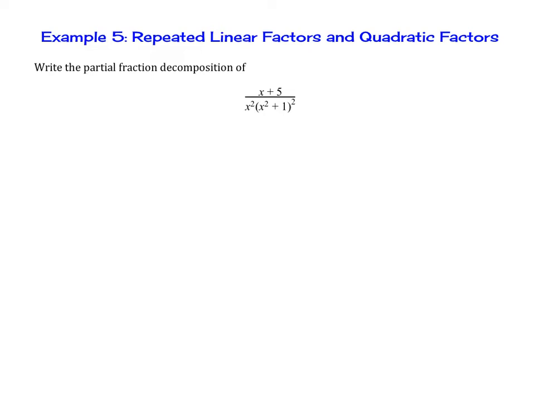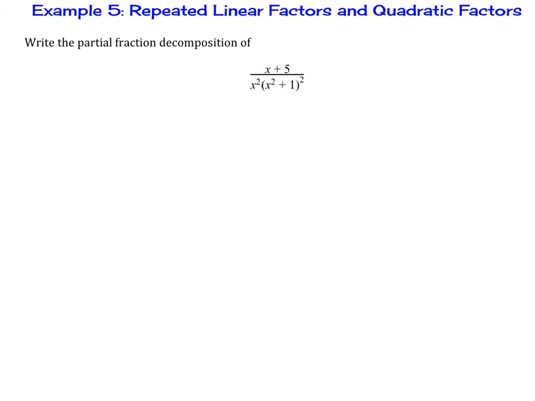Let's put it all together with example 5. Let's put together repeated linear factors and quadratic factors. Write the partial fraction decomposition of x plus 5 over x squared times (x squared plus 1) squared. So we need to remember to include a partial fraction with a constant for each power of x. And then we need to include a partial fraction with a linear numerator for each power of the x squared plus 1. So let's try that out.